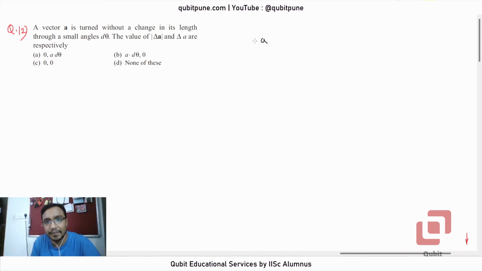There is a vector a bar, and it is turned without a change in its length. So let us say that the new vector is a prime bar after the rotation, but it is essentially going to have the same magnitude. Both vectors will have the same magnitude.